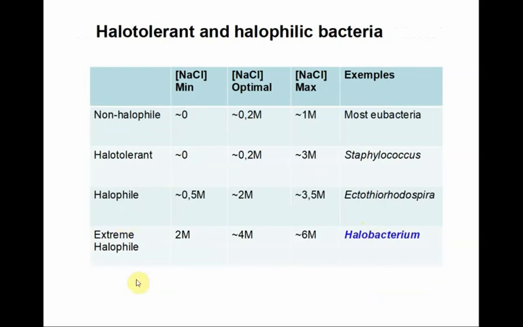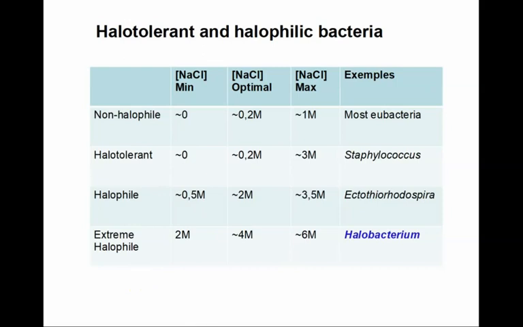So halotolerant, they can grow up to 3 molar salt outside the cell, but they still actually prefer quite low salt conditions. So Staphylococcus are like that, okay? Staphylococcus aureus, it's halotolerant rather than halophilic. How can you tell the difference? Well, you can try and culture them at 2 molar salt and 0.2 molar salt, and you'll see whether they grow best. They'll actually grow better in lower salt conditions. Then you've got actual halophilic bacteria, and they require high salt conditions in order to grow.